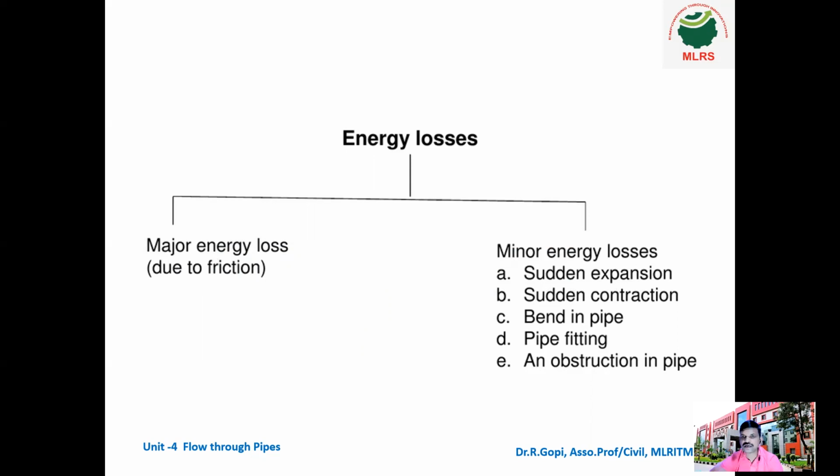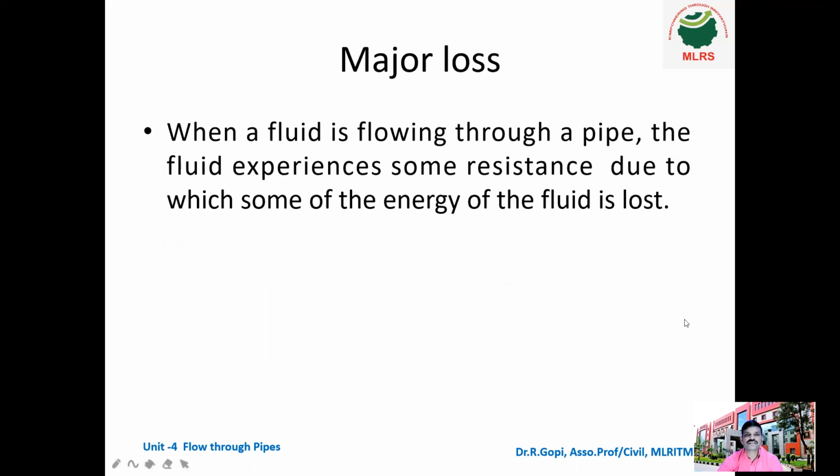Suppose unfortunately a stone is there in a large diameter pipe, say over 300 mm diameter, in between. That is called an obstruction. For example, I am telling. In that case also the discharge and velocity will be affected. That is called energy losses. First we will see the major losses. After that we will discuss minor losses.